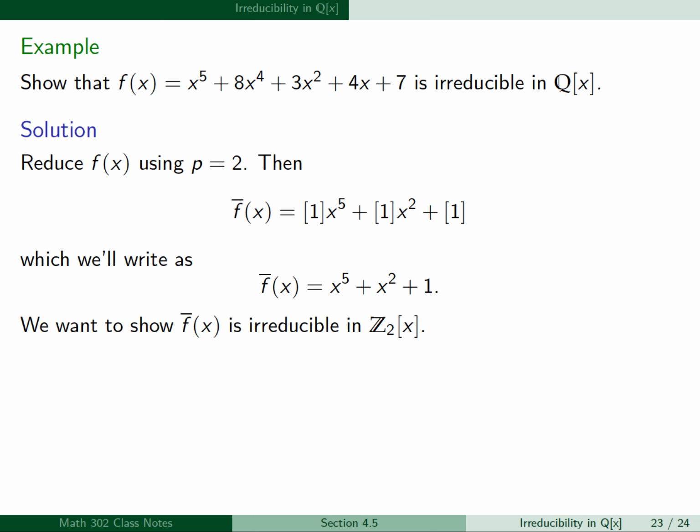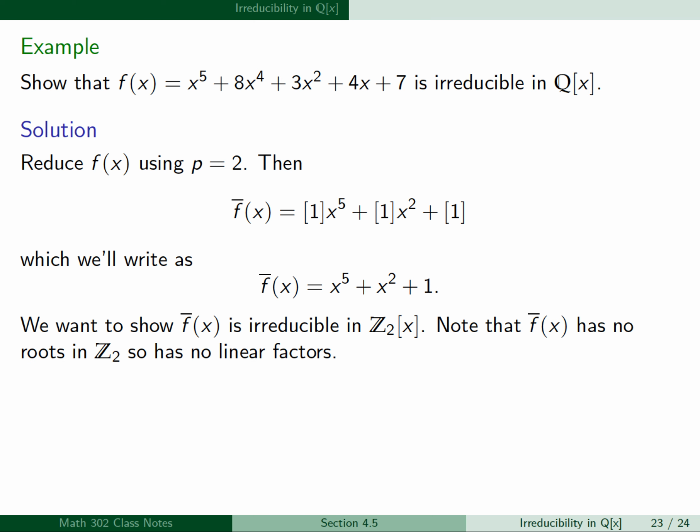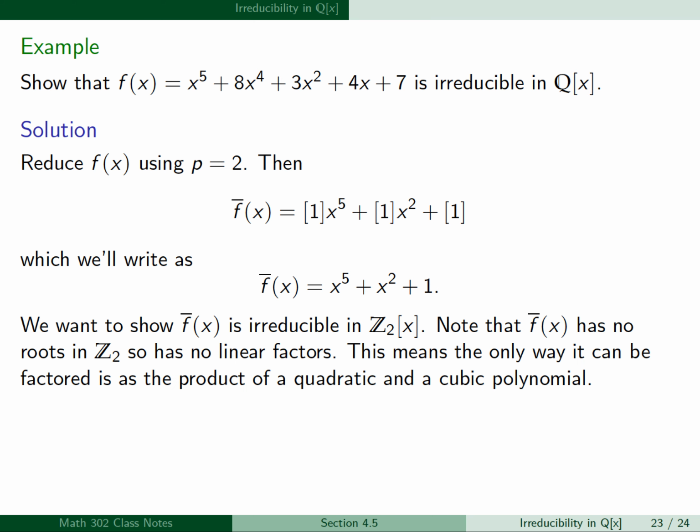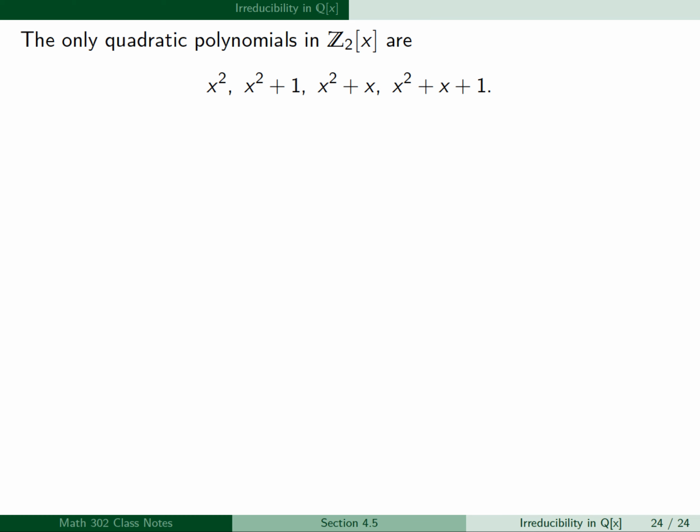And we want to show that f bar of x is irreducible in Z_2[x]. Now note that f bar of x has no roots in Z_2, so has no linear factors. The only possible roots are either 0 or 1, and it's obvious that neither is a root. So this means the only way it can be factored is as the product of a quadratic and a cubic polynomial. Now the only quadratic polynomials in Z_2[x] are x^2, x^2 plus 1, x^2 plus x, and x^2 plus x plus 1.